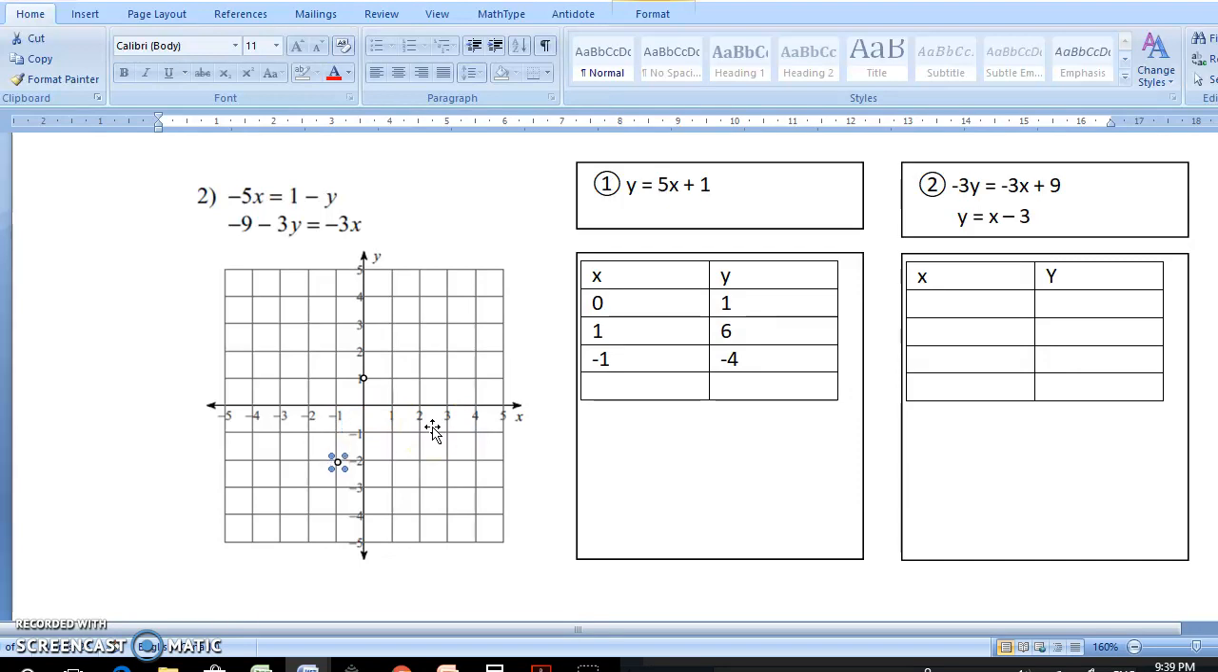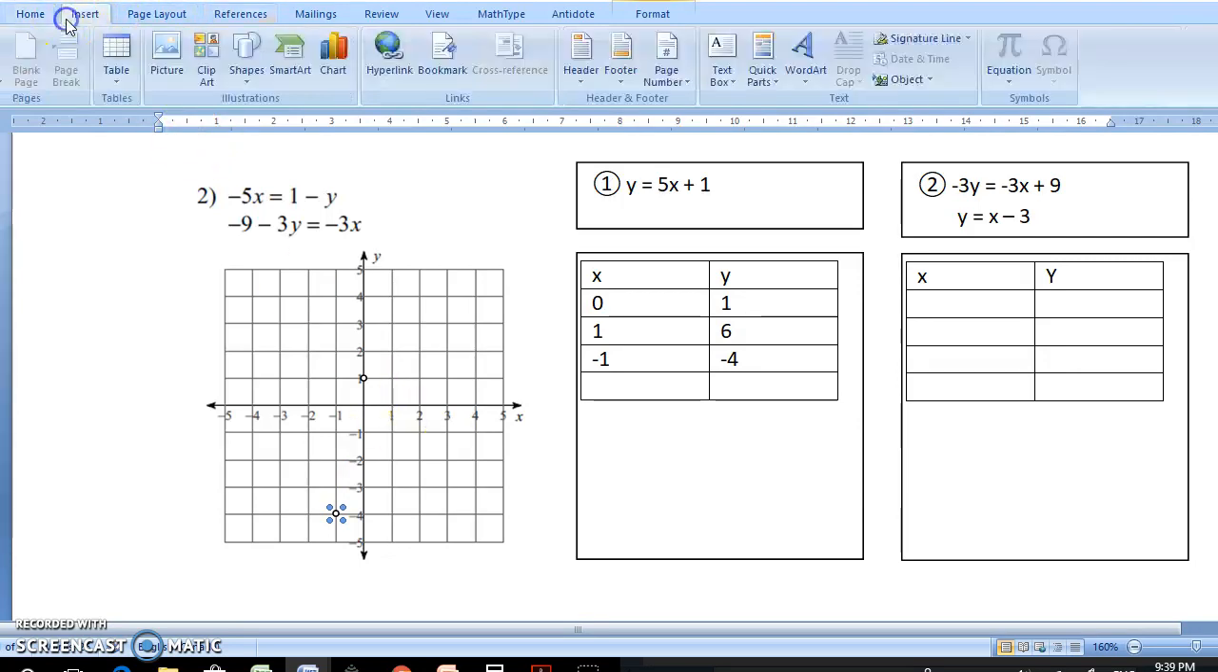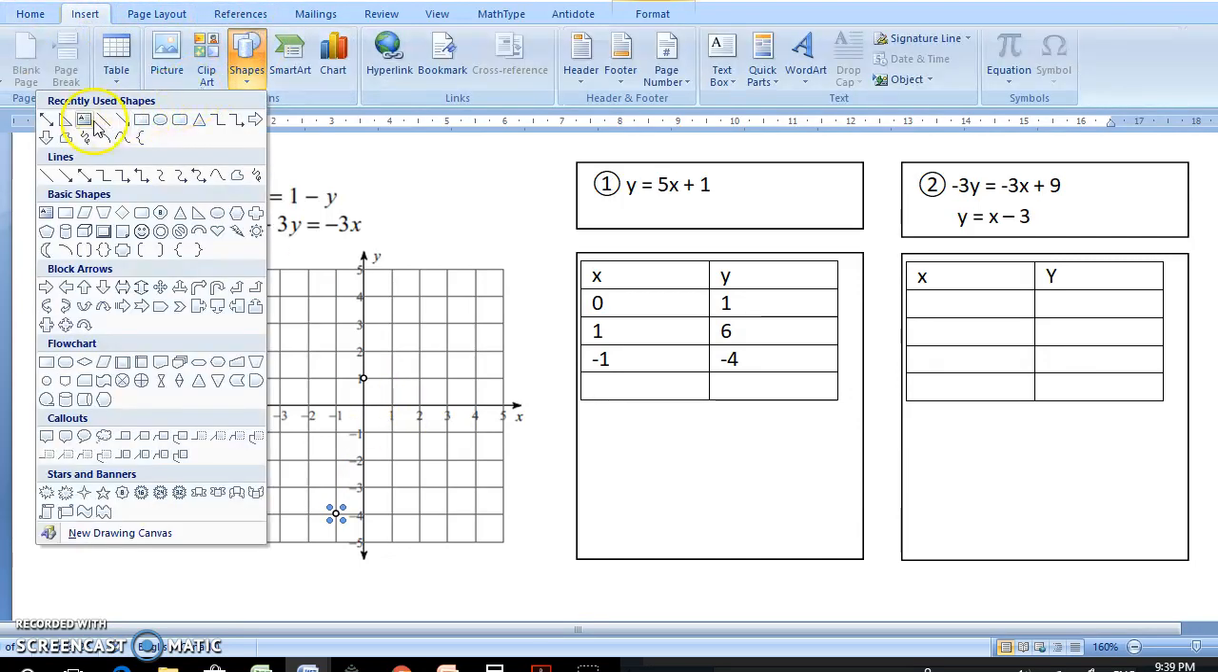There's my second point, the only one besides the first that I can actually graph. Negative 1 and negative 4, there we go. And that's good enough to draw in a line. That's my first line.